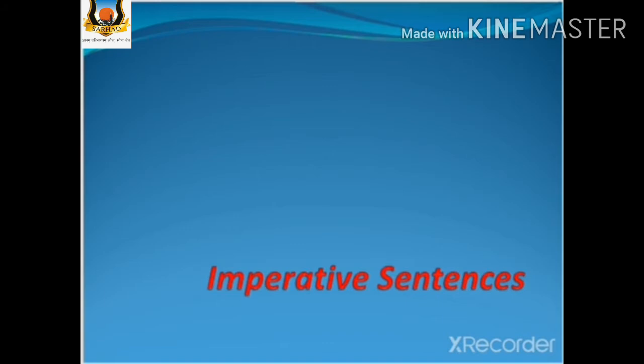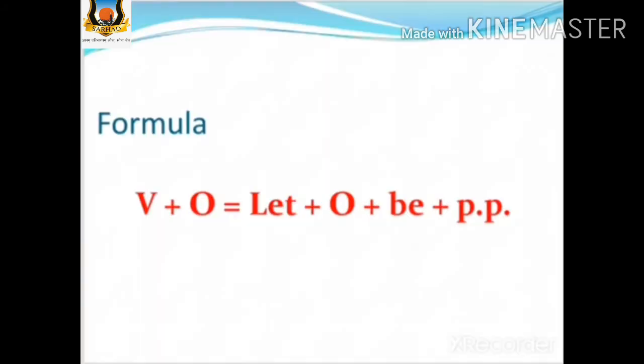Now look here, the formula of imperative sentences. Verb plus object is equal to let plus object plus be plus past participle of the verb. This is the formula of imperative sentences. Listen students, in some previous lectures we discussed types of sentences, and I told you about the imperative sentence, and I also told you that imperative sentences always start with verbs. So in active voice, what is the formula of imperative sentences?